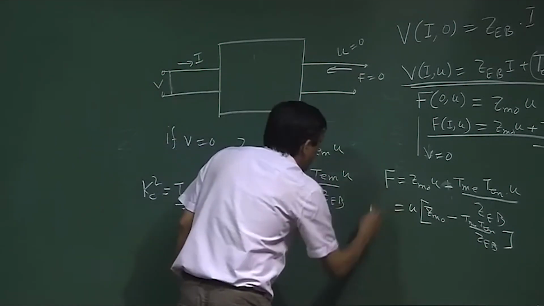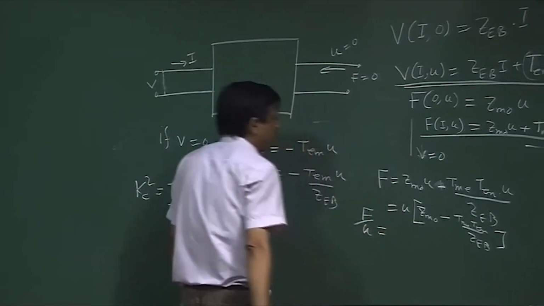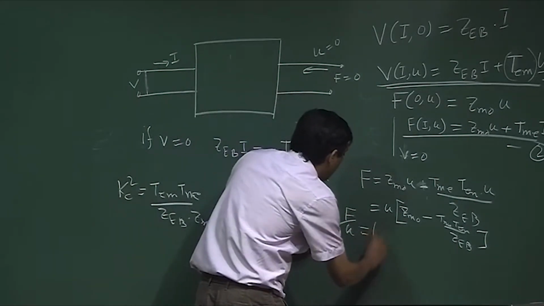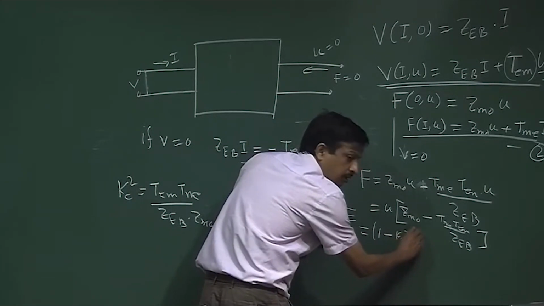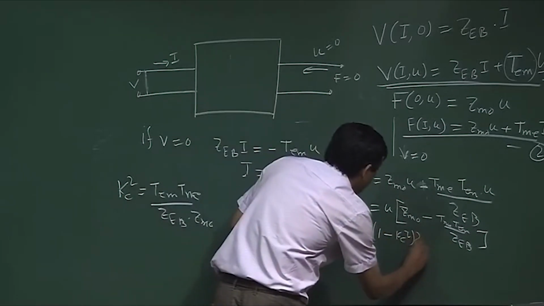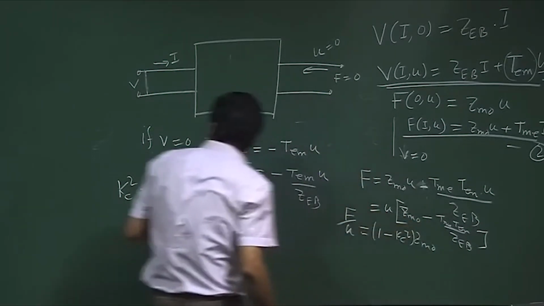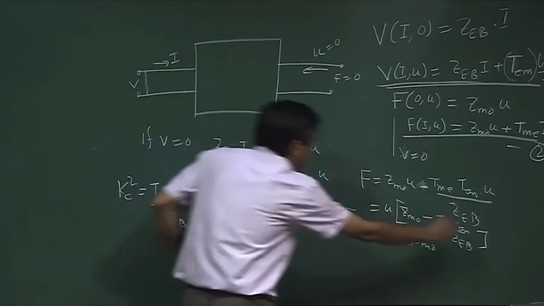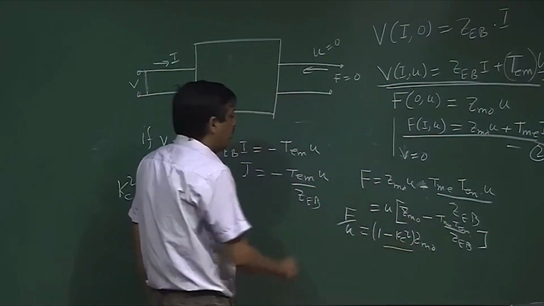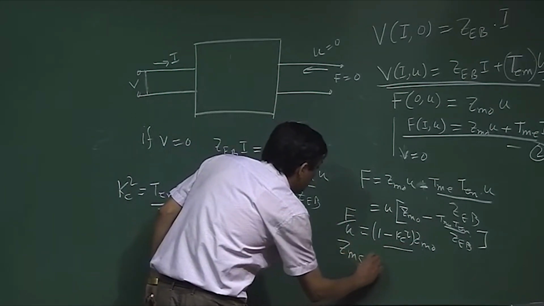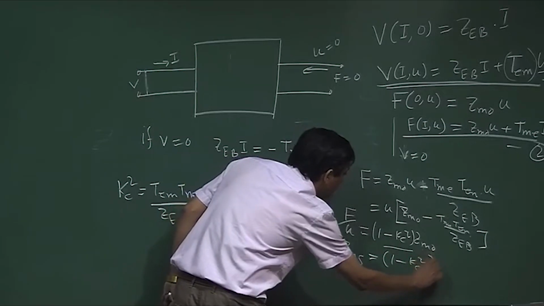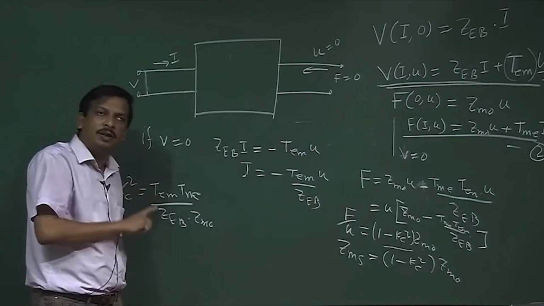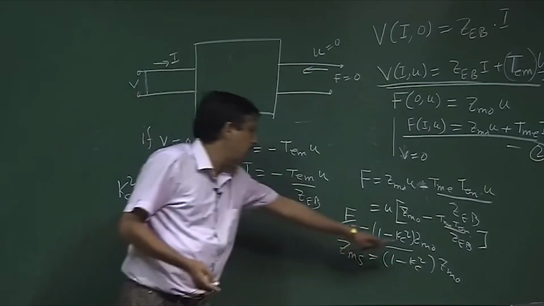So I can write F by U is equal to, what is F by U? F by U is equal to 1 minus Kc square into ZMO. This Kc square is nothing but TME TEM divided by ZEB ZMO, so ZMO will be common, 1 minus Kc square into this. What is F by U? It is nothing but ZMS. So ZMS is nothing but 1 minus Kc square into ZMO. This is the relation between short circuit mechanical impedance and open circuit mechanical impedance.